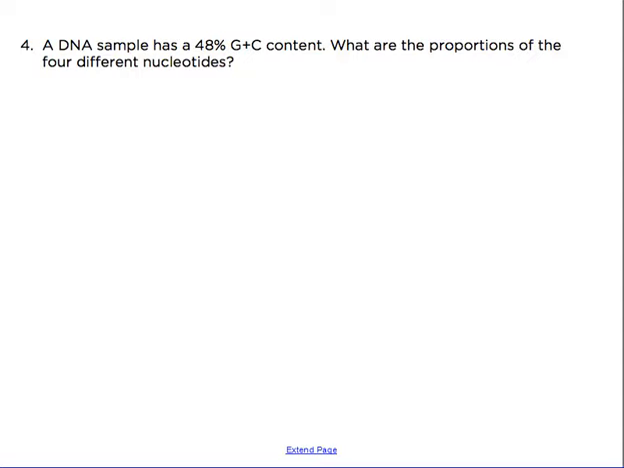Question 4. A DNA sample has 48% G and C content. What are the proportions of the 4 different nucleotides? So this is just a different question that is an application of Chargaff's rules. Now remember, these rules are about complementary base pairing, where the number of A's equals the number of T's because they pair together, and the number of G's equals the number of C's because they pair together. So if you have 48% G and C content, that means that half of 48%, or 24%, must be the proportion of each. So G equals 24% and C equals 24%.